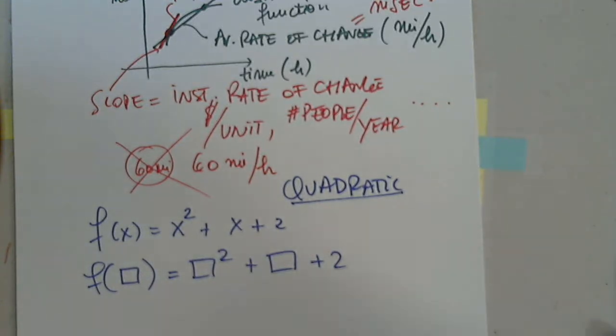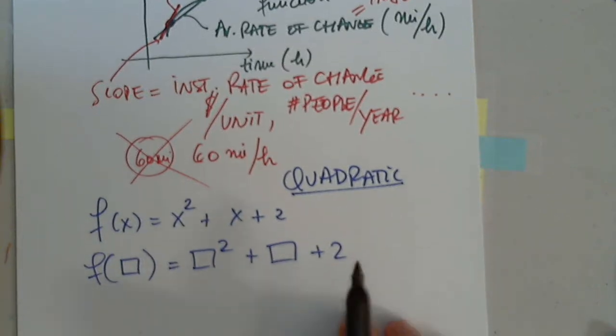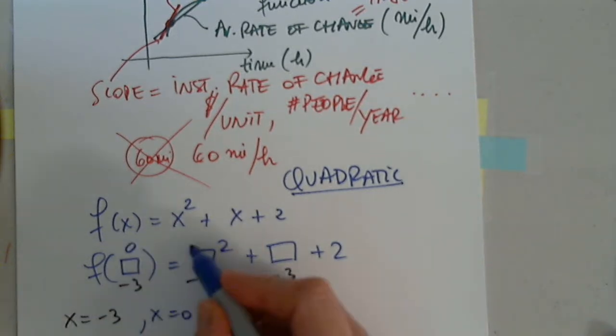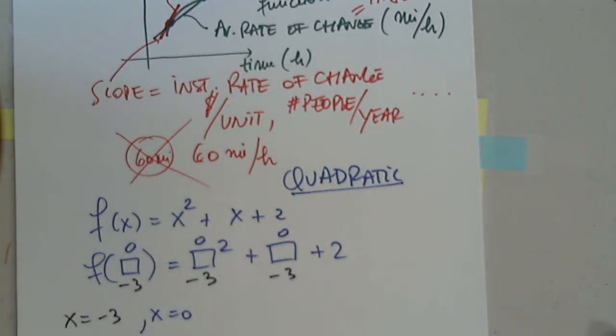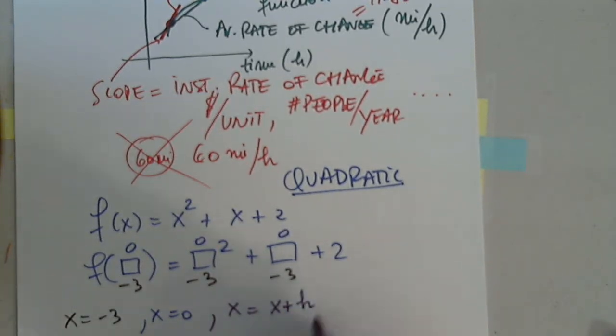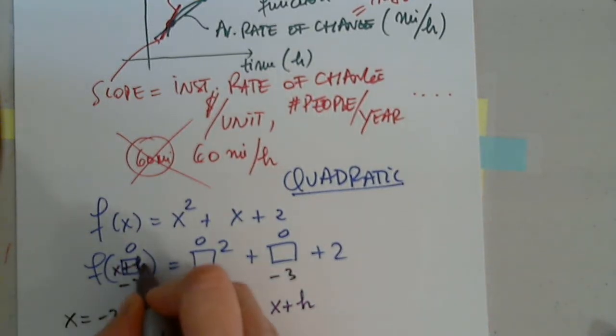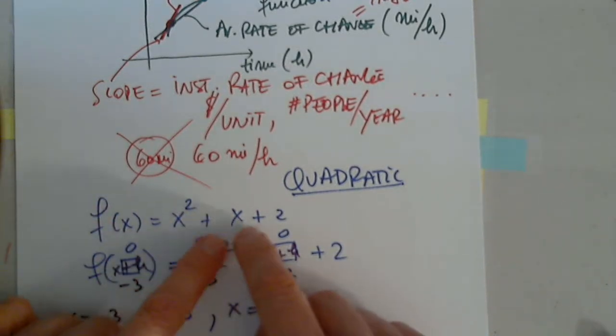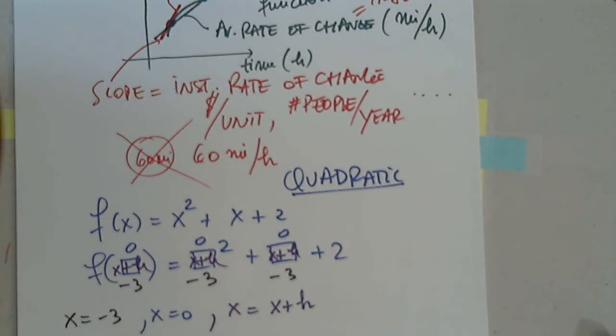Which means, now if you ask me to evaluate when this function is -3, no problem. If somebody else is asking me to find when x is 0, no problem. If somebody's asking me to find when x is x plus h, no problem. Because I understood the pattern. The pattern that Haber came up with, he said this: whatever squared plus whatever plus 2. Use the pattern and evaluate.